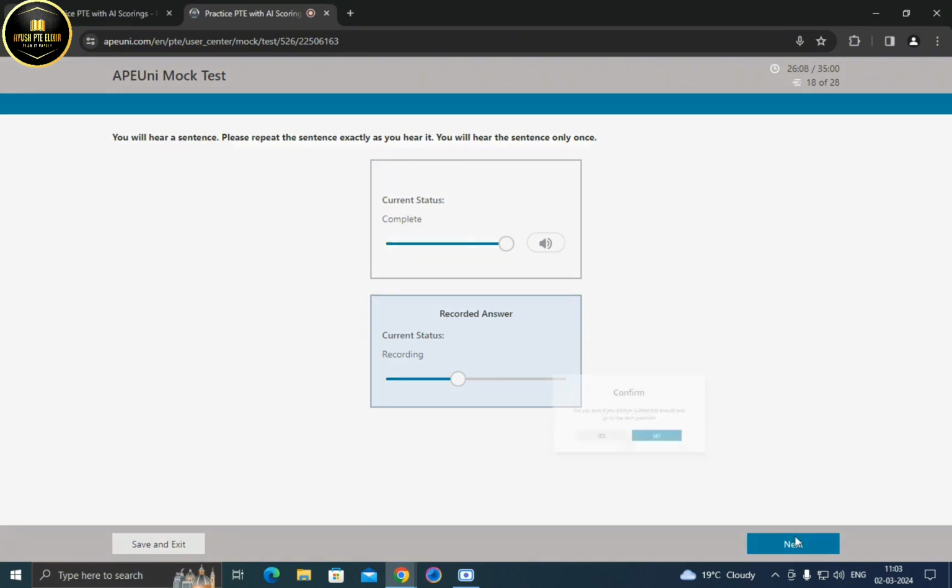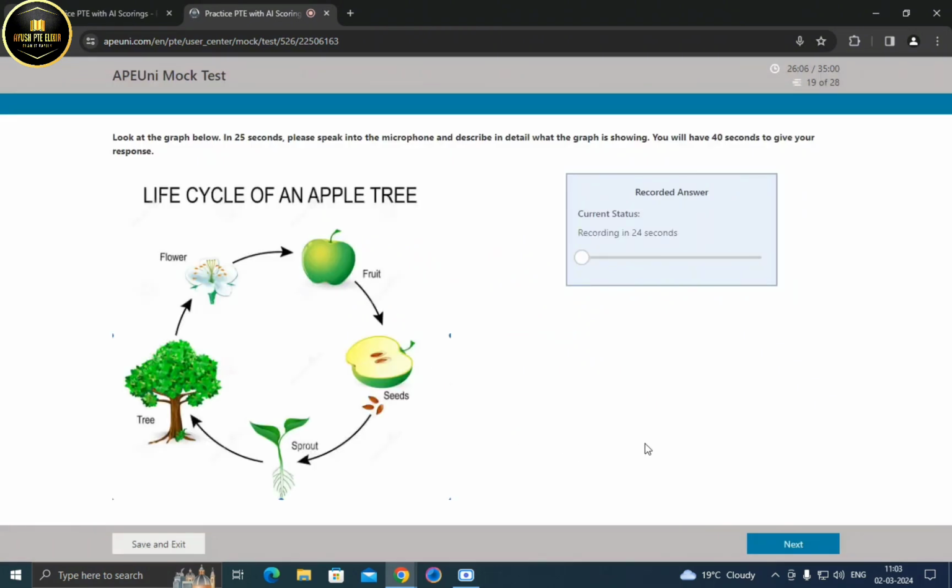Here is the sentence. So when you miss out something, you can add and try to speak it out without being stopped. So over here, I can see that there is a describe image, life cycle of an apple tree, where I can see flowers, fruits, seeds, sprout, trees. So you can tell the process, you can tell the numbers, but be fluent. Don't stop in between.